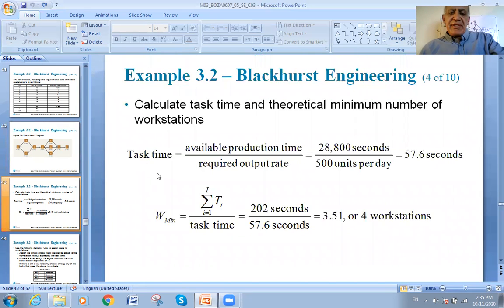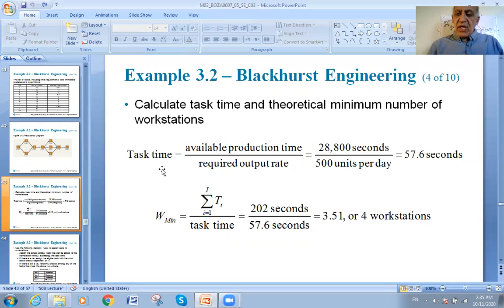So what you will do is the task time equals available production time divided by the required output rate, knowing that the available production time is 28,800 seconds. This is all given in the example. So 500 units per day. Then you will calculate the task time, you'll divide available production time by the required output. Then it will give you 57.6. This is the task time.